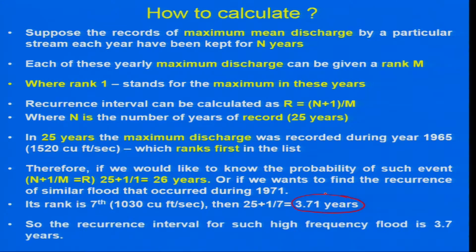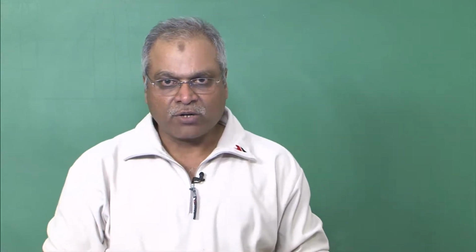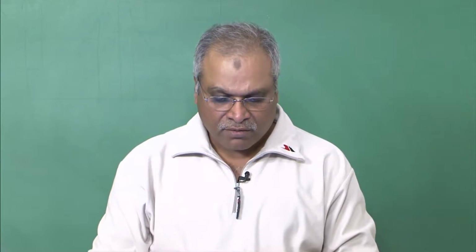So, this is how we can talk about the recurrence interval of that particular event, provided the rainfall remains the same and provided the landscape does not change. But that is not possible. But one can try, one can think of having this information.